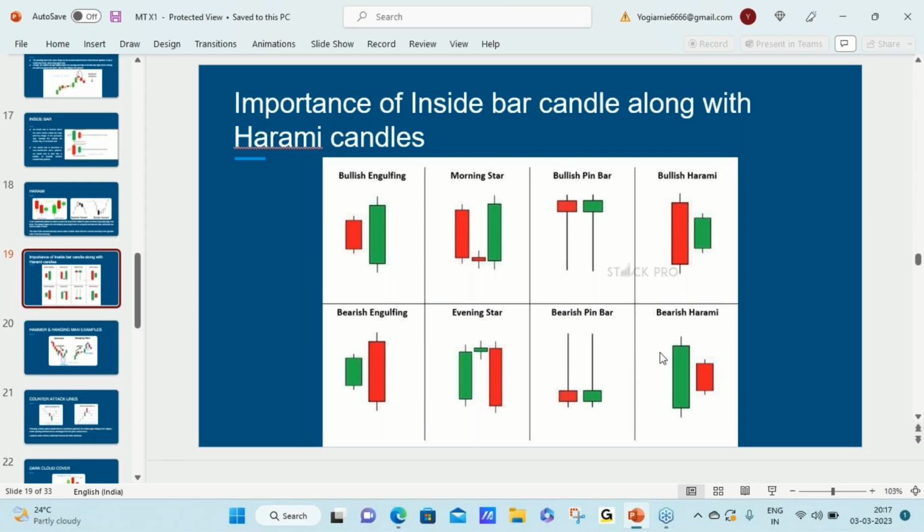First point, bearish Harami is a classic example of a bearish reversal candlestick pattern. It's a classic example for a bearish reversal candlestick pattern.